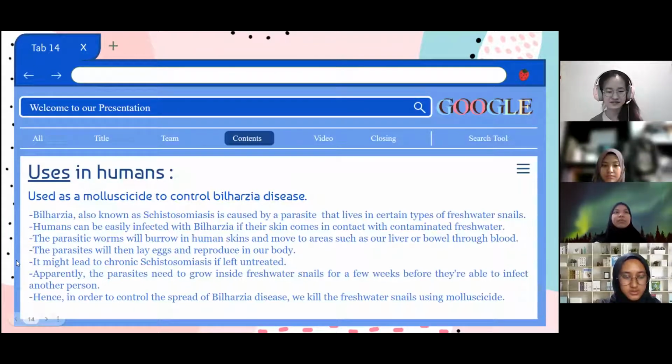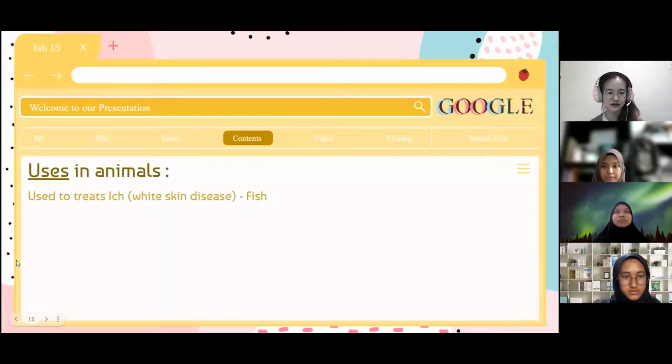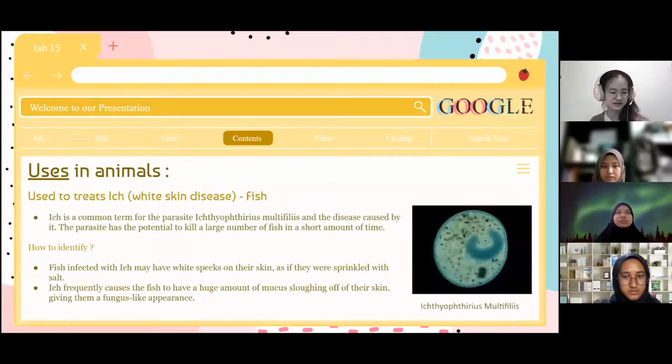Fiza, do you know the uses of copper sulfate as medicine in animals? Do you mind explaining it to us?